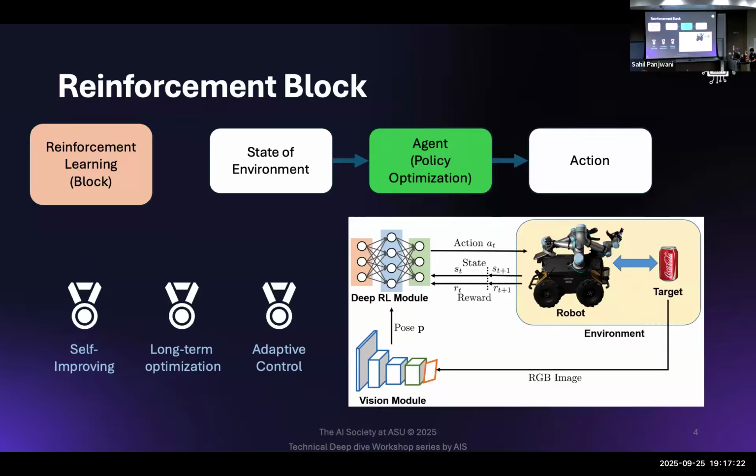Long-term optimization. So it doesn't just optimize immediate outcomes, but also learns strategies for a cumulative reward over time. And then finally, adaptive control. So RL agents can adapt their policy to changing environments as well. If some sort of dynamic shift happens, like new obstacles appearing, the agent can still adjust its behavior accordingly. This is something that you might not see in supervised learning, for example, right?